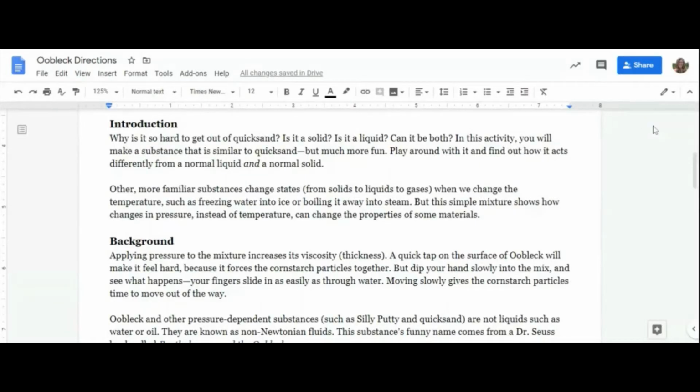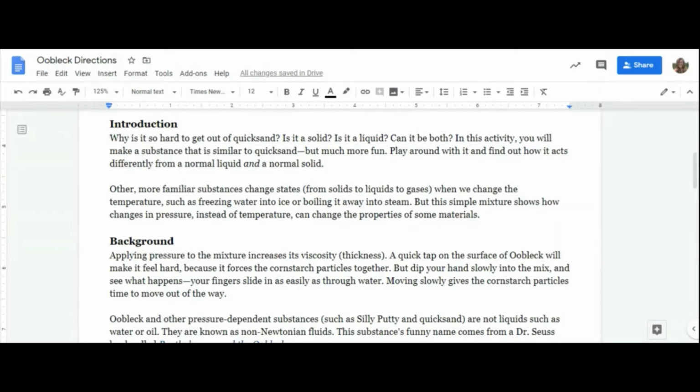So why is it so hard to get out of quicksand? Is it a solid? Is it a liquid? Can it be both? In this activity, you will make a substance that is similar to quicksand, but much more fun. Play around with it and find out how it acts differently from a normal liquid and a normal solid.